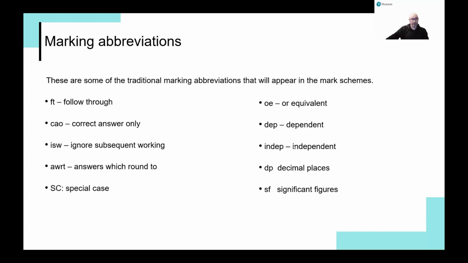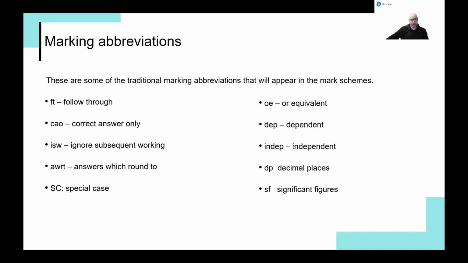And there are lots of different abbreviations, which you may have seen before. So we've got follow through. Again, we'll see some examples of that as well. CAO is for correct answer only. For ignore subsequent working, it could be a case that a fraction may be required, and if they simplify that fraction incorrectly, but it doesn't affect something they're doing later on, they won't necessarily lose the marks.